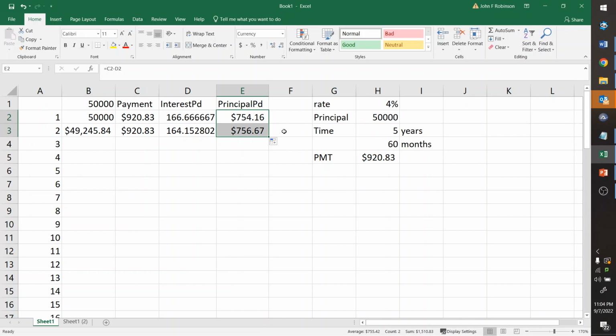You probably know this intuitively. Like, the longer you've paid on your house, the more of your mortgage payments are going towards principal. And that's what we have in this case. So principal is $2 more this month than it was last month.